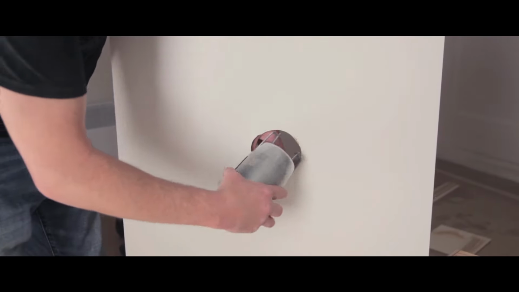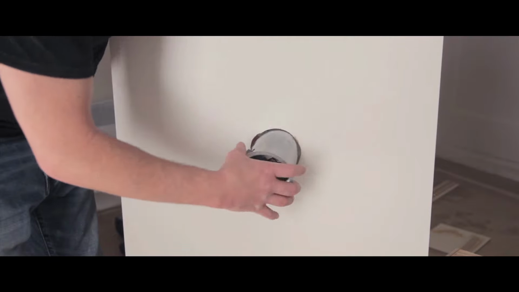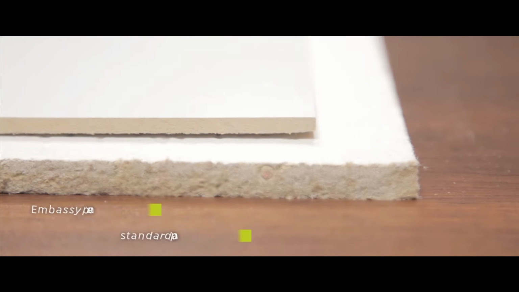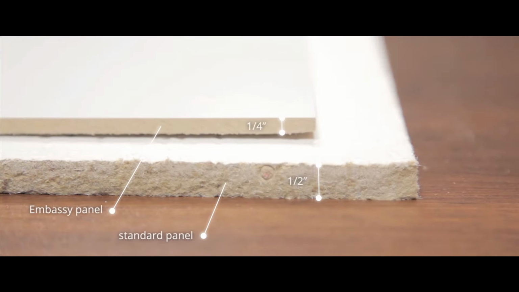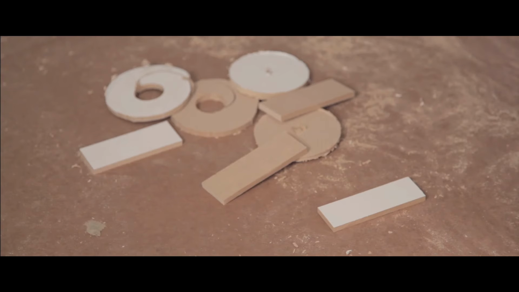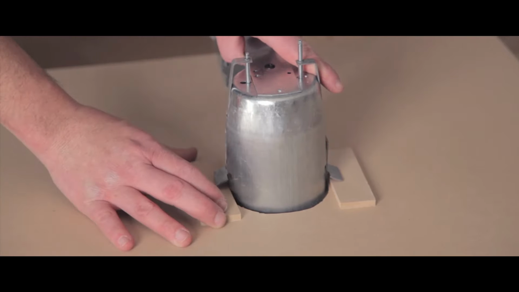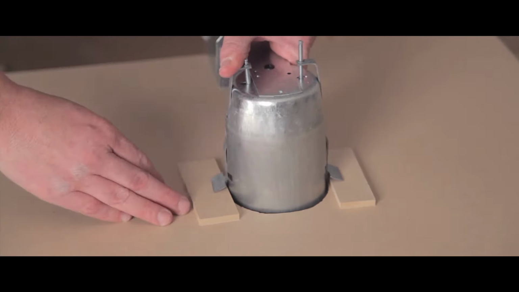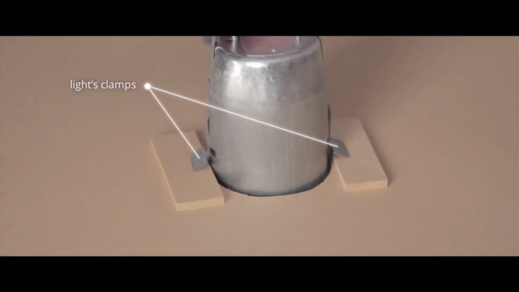Most recessed lights are designed to be installed on a standard suspended ceiling panel or a half-inch thick gypsum. Since Embassy panels are a quarter-inch thick, we recommend adding leftover pieces of cut panels taken from the hole cut for the light and inserting them under the light's clamps, which will give a combined thickness of half an inch.